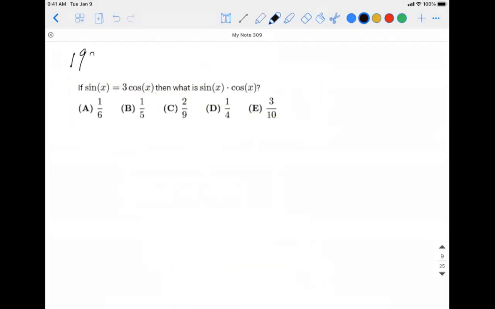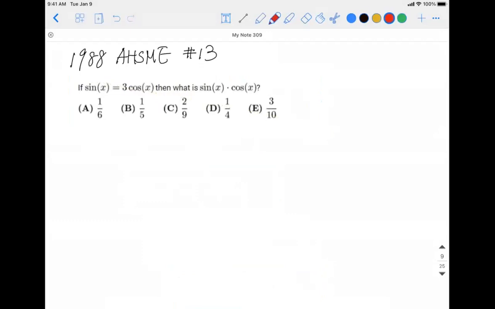This is a very old problem, 1988, American High School Math Exam. Previously our AMC was actually named the American High School Math Exam. We changed the name to AMC only recently. So this is question number 13. Let's have a quick look.